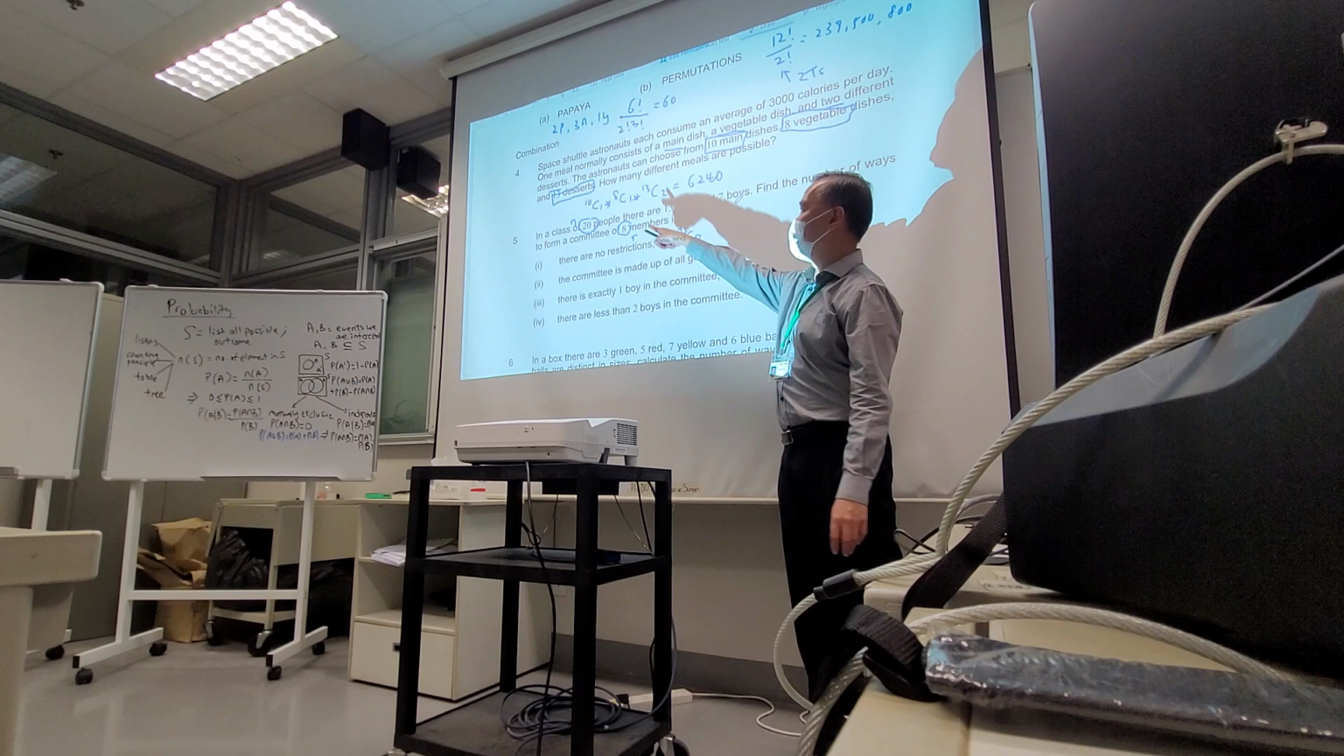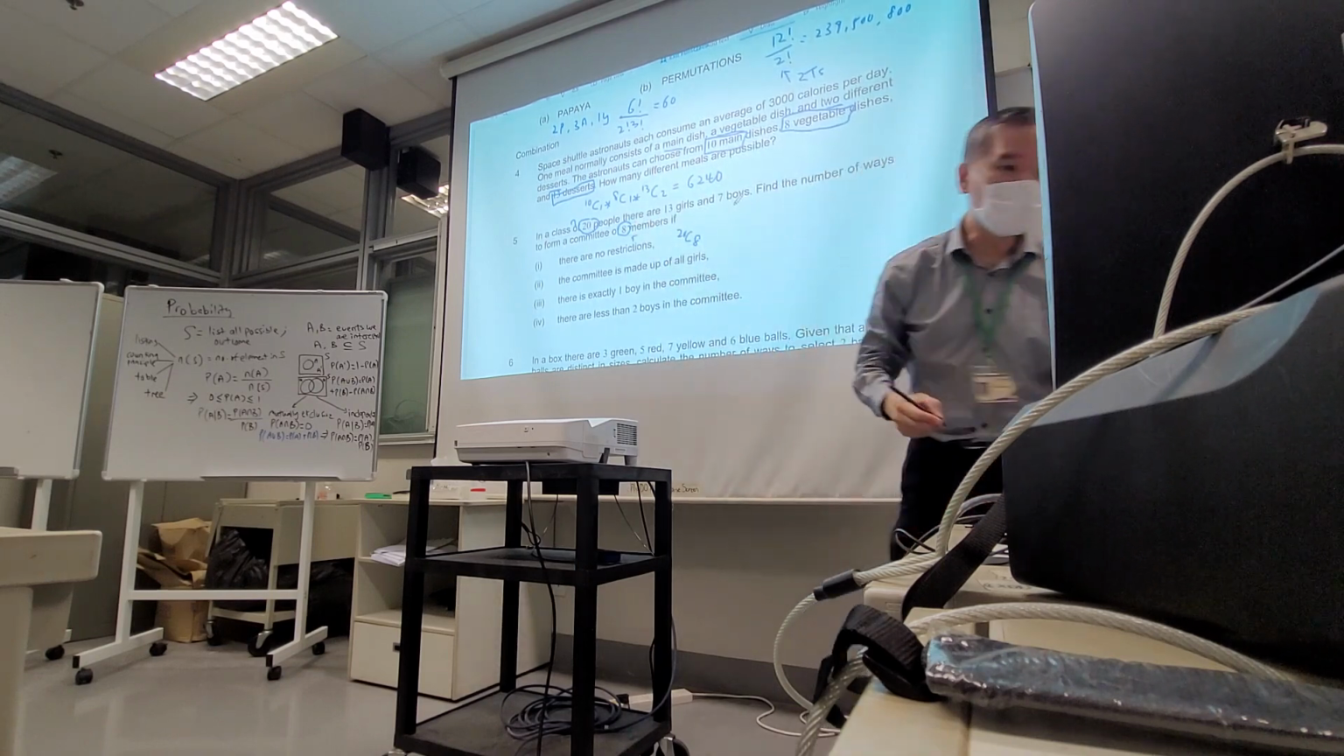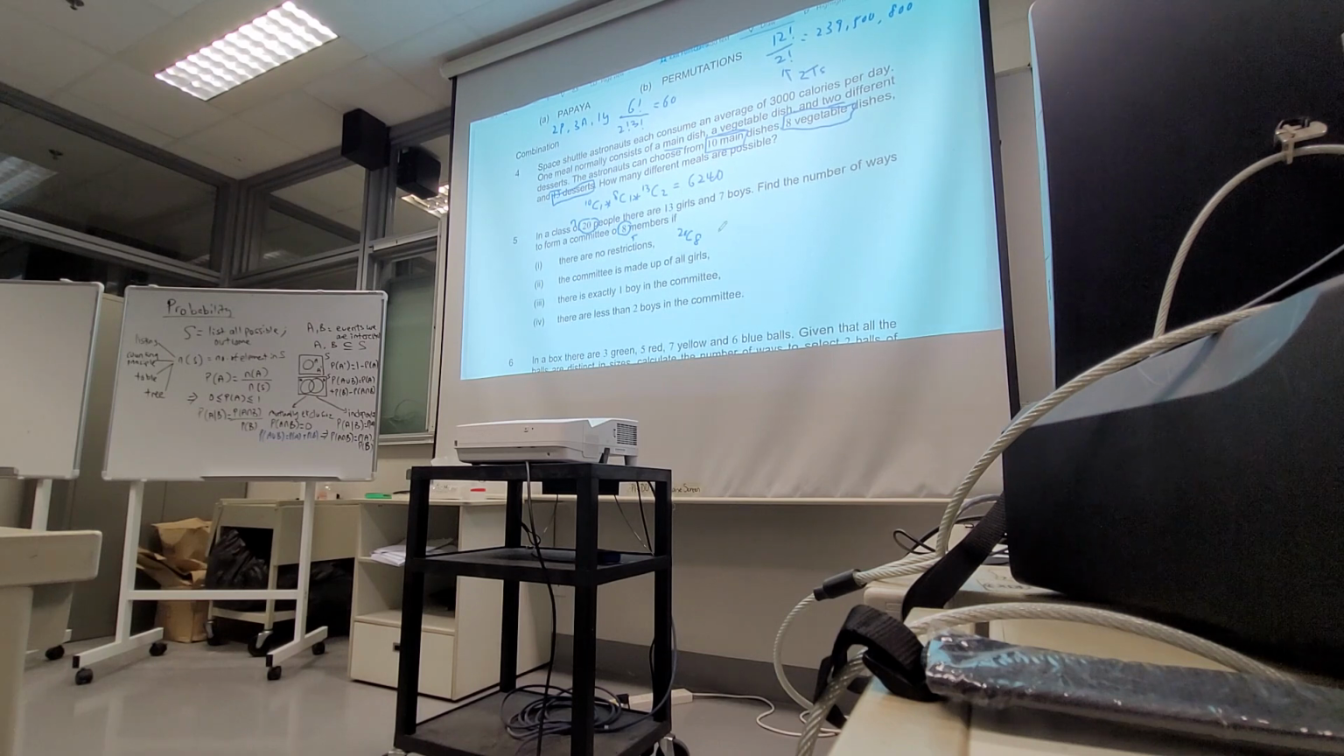What is n? n is 20. What is r? It is 8. So if you use the formula and calculate the answer, you can go and check it yourself. It's 125970. This is the total number of ways that you can do it.